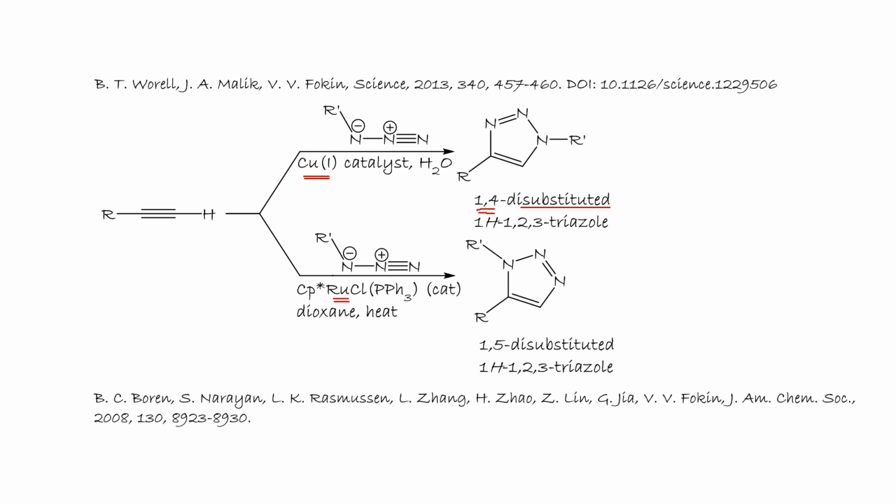Other studies showed that using ruthenium as a catalyst in dioxane as a medium provides 1,5-disubstituted 1H-1,2,3-triazole. You can read more in the Journal of the American Chemical Society, 2008, volume 130, page 8923.